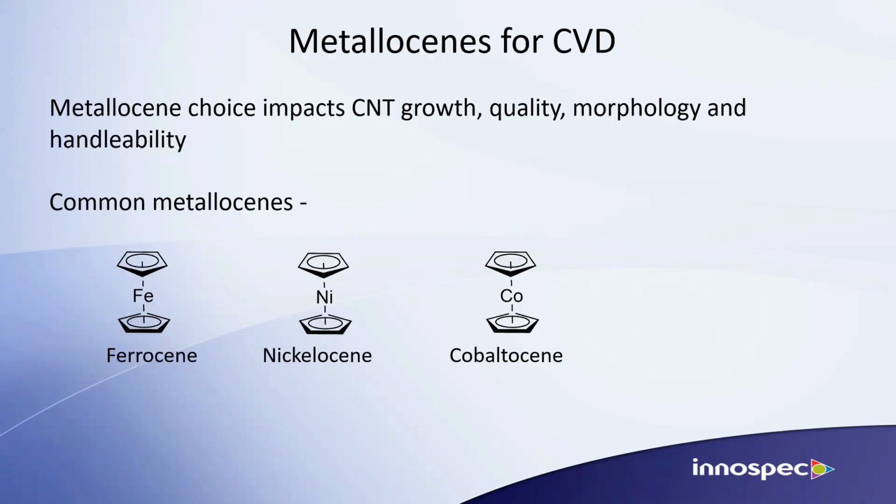Metallocenes are organic metallic compounds widely used as catalysts in chemical vapor deposition processes for producing carbon nanotubes. Metallocene choice impacts carbon nanotube growth, the structural quality, the morphology and the handleability. Three common metallocenes are used in carbon nanotube synthesis, and they're shown here, notably ferrocene, niclocene and cobaltocene. The metallocene decomposes to provide the metal nanoparticle that catalyzes the carbon nanotube growth. And the metallocene properties during decomposition directly impact the carbon nanotube growth behaviour. In the following slides, we'll show how each of these metallocenes impacts carbon nanotube growth when they're used individually.